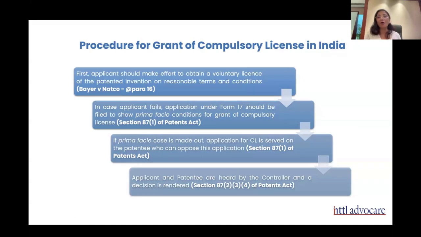If the prima facie case is made out, then the application for compulsory license is served on the patentee who can oppose this application. So what happens is he will first ask the patentee voluntarily, saying that all these conditions are fulfilled. But suppose he's able to make out a case, then the controller will serve the notice to the patentee that I believe a prima facie case has been made out, and therefore why the compulsory licensing should not be issued, and the patentee will then file a reply. And then the applicant and patentee will be heard by the controller and a decision will be rendered.